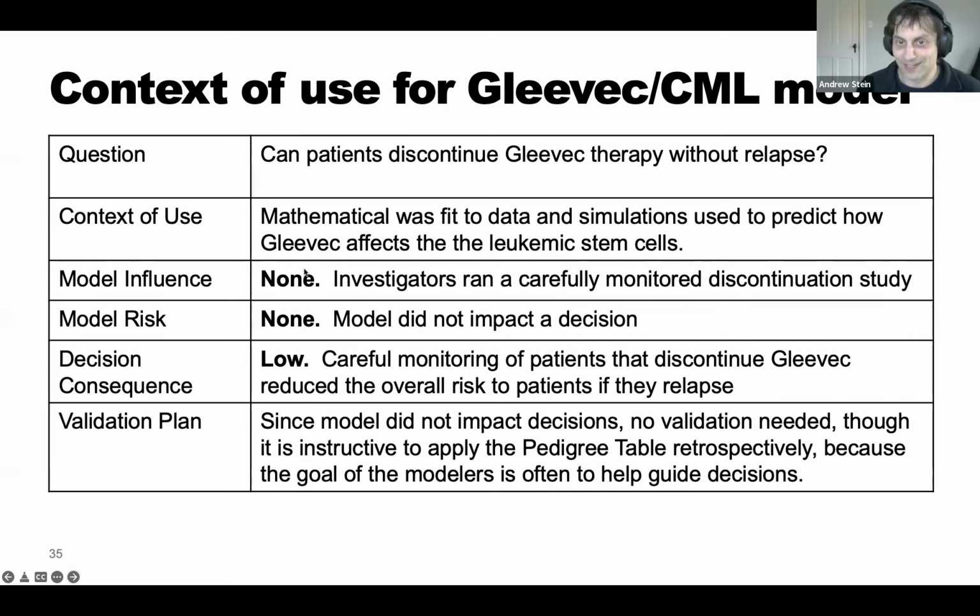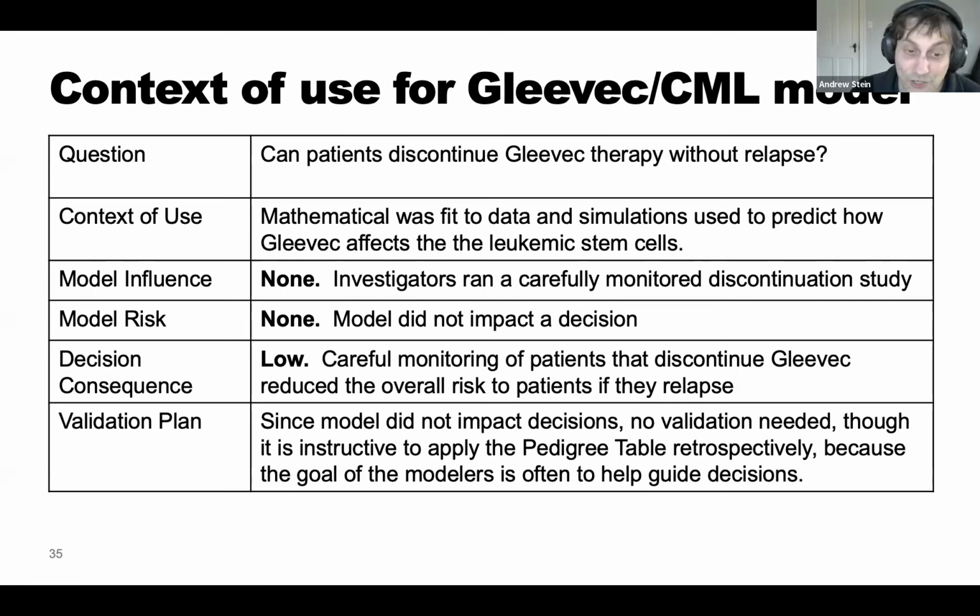As far as I know, the investigators just ran their study. Even though they worked with the modelers, as best I can tell, at least back at the time, they thought the models were interesting ways of looking at the data, but not necessarily driving their decisions. And because they were carefully monitoring the patients in the study, if the disease started to come back, they could have the patients go right back on therapy.